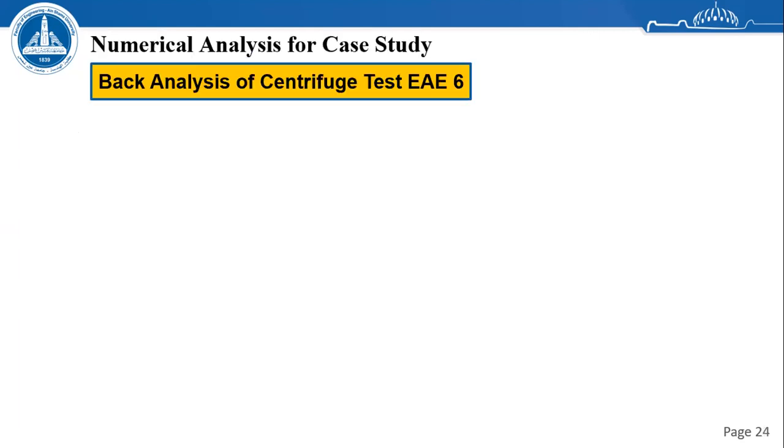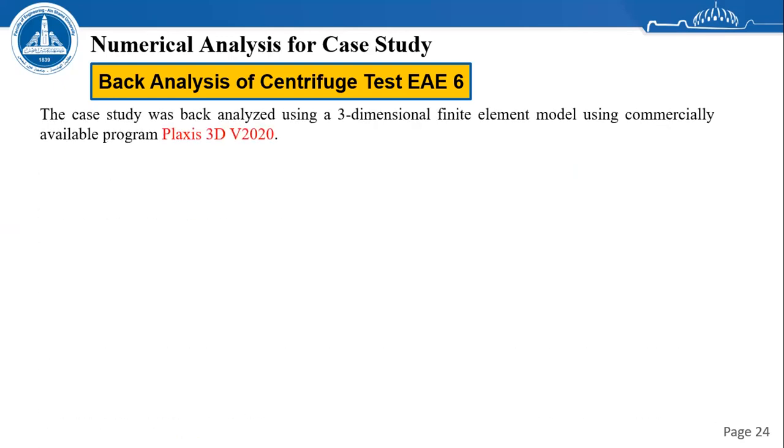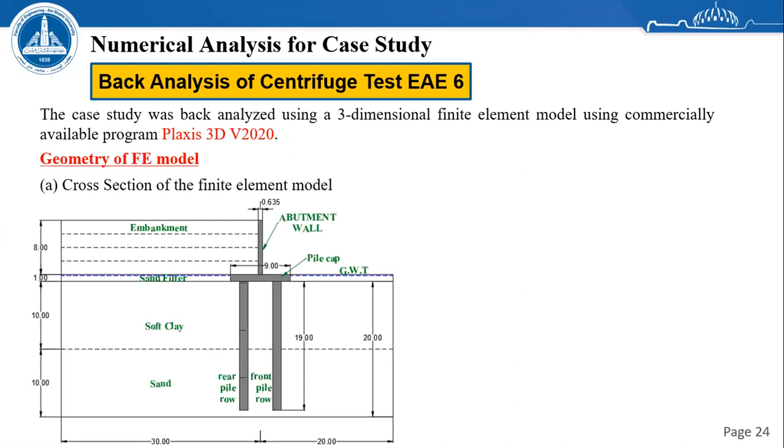We back analyzed this centrifuge test E6 using a three-dimensional finite element model in a commercially available program, which is PLAXIS 3D version 2020. The geometry of the finite element model is in the following figure. The height of the embankment was 8, the abutment wall thickness 0.635, the thickness of the sand filter was 1 meter, the thickness of the soft clay layer equal to 10 meters, the thickness of the sand layer was 10 meters, and the length of the pile was 19 meters.